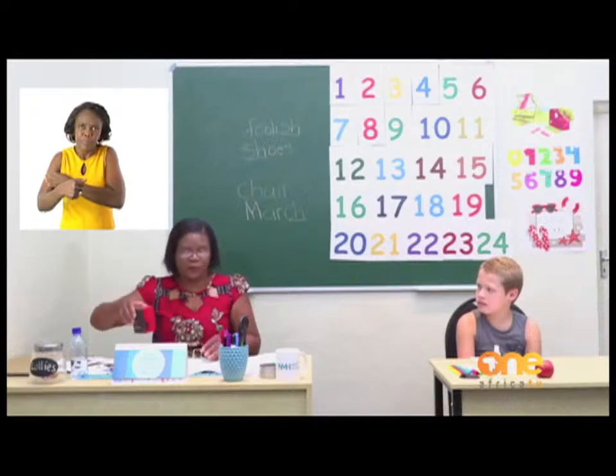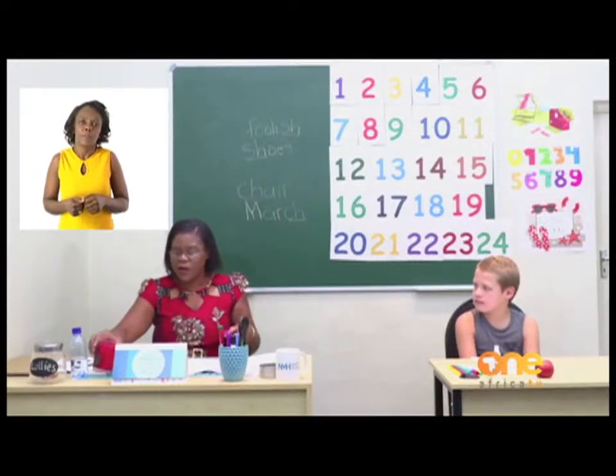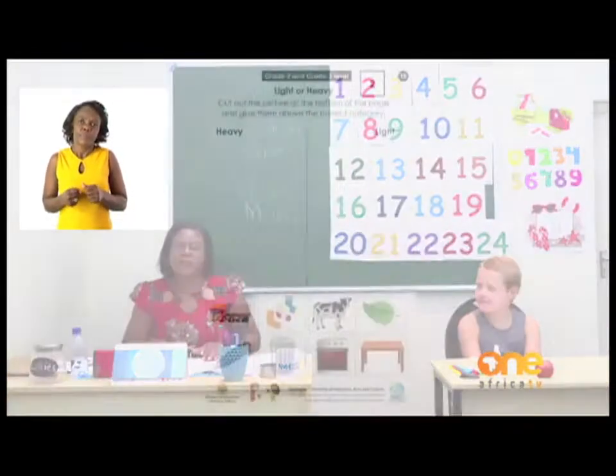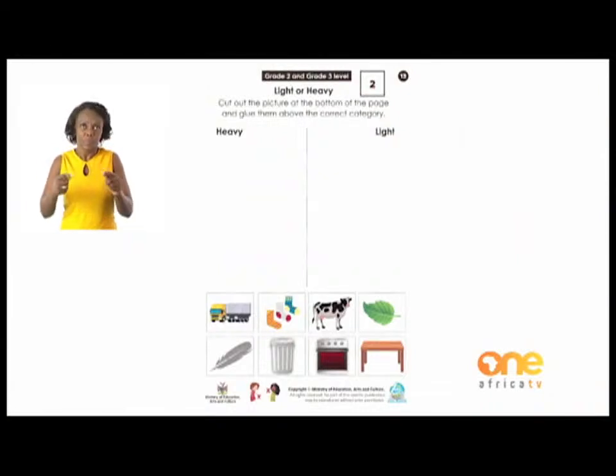Therefore, this one is heavier than the pencil. All right. Now, let us look at our objects which are given on page 13. Which one is light and which one is heavy? We have got two columns there in front of us. On the left side is heavy and on the right side is light.